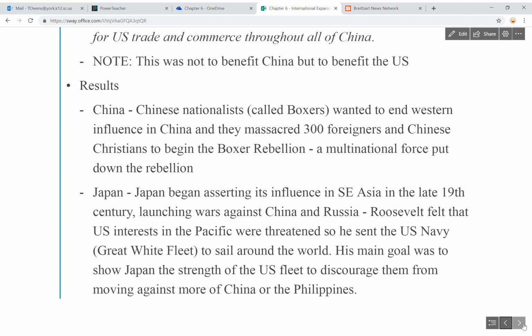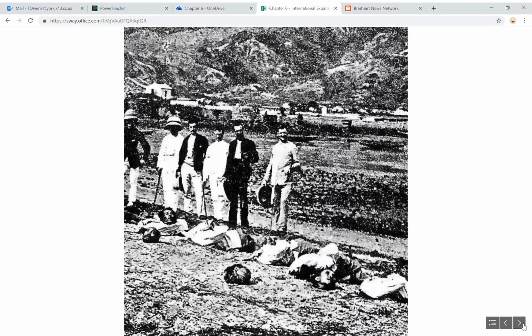So to them, it would have been significant. And his goal was to show the Japanese the strength of the U.S. Navy, and also to discourage them from moving against China or the Philippines. And for the most part, he was pretty successful.